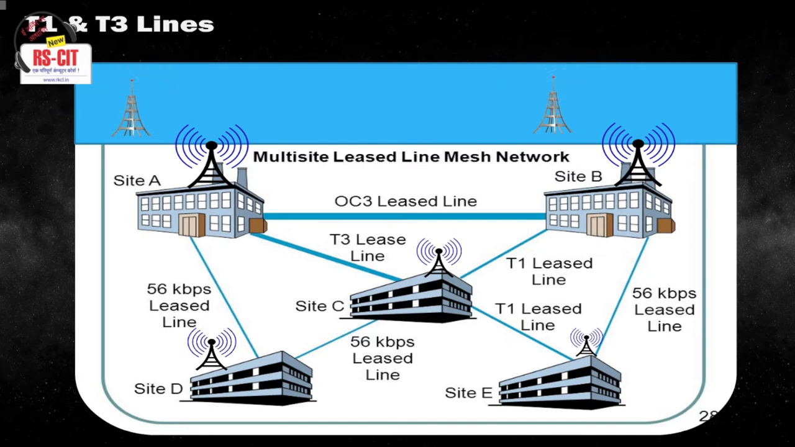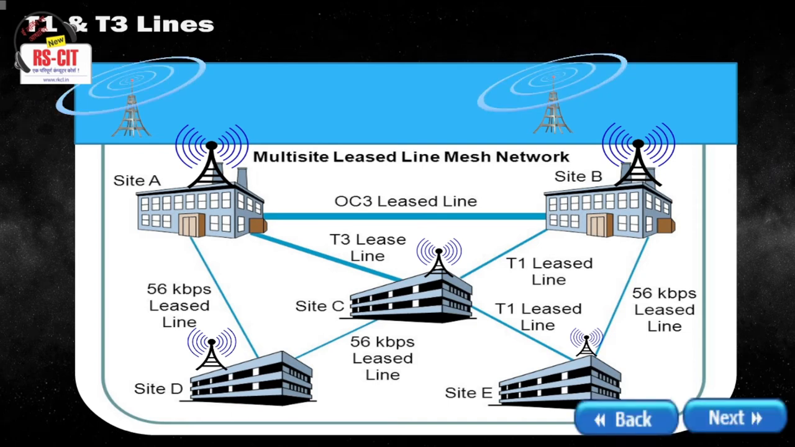T3 is a bigger, faster, more expensive version of T1. It can get up to 44 Mbps upload and download speeds. It is great for medium or large businesses, as it provides a good deal of bandwidth. T1 and T3 are two common types of leased lines used in telecommunications. Both T1 lines and T3 lines are reserved circuits that operate over either copper or fiber optic cables.